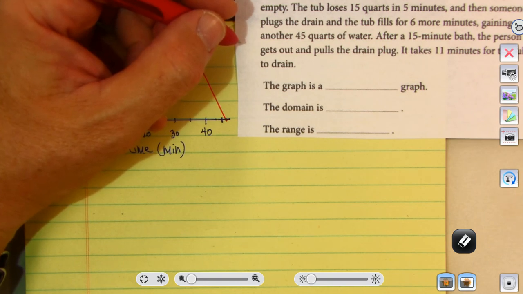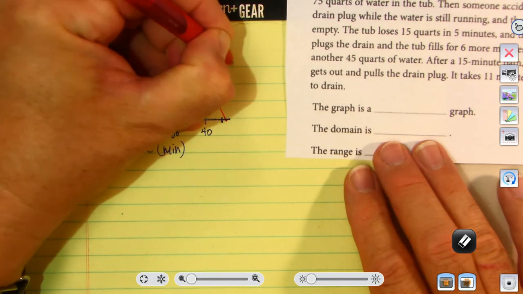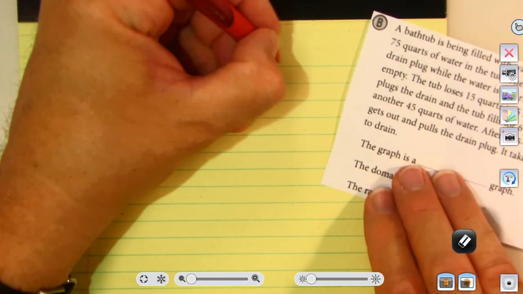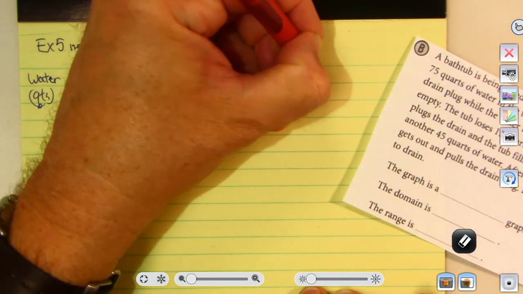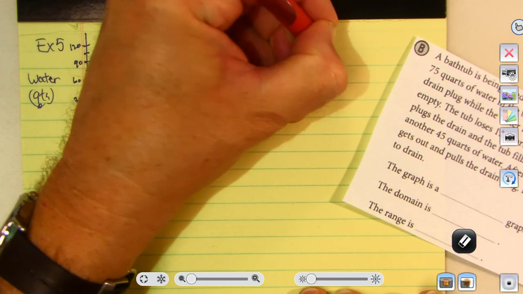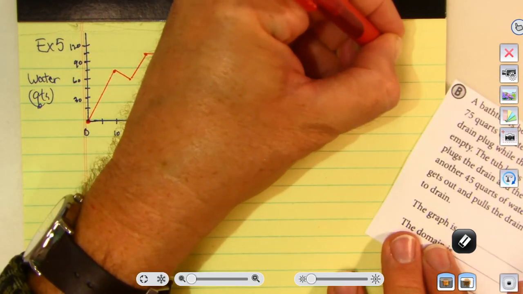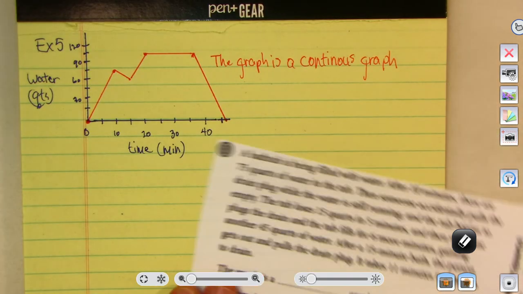Okay, so that graph is a discrete graph. Is it a discrete graph? No, it's a continuous graph. Just checking to see if you're paying attention. So it's a continuous graph.